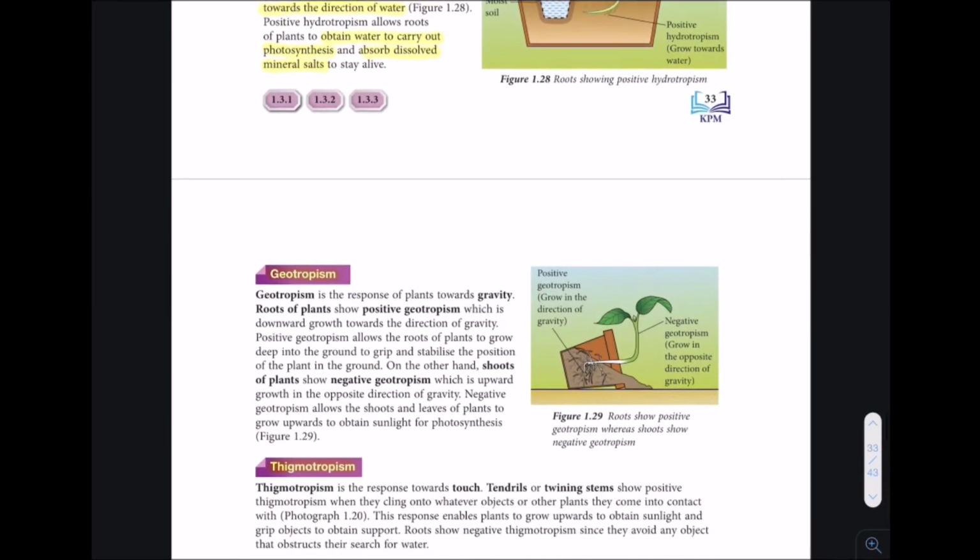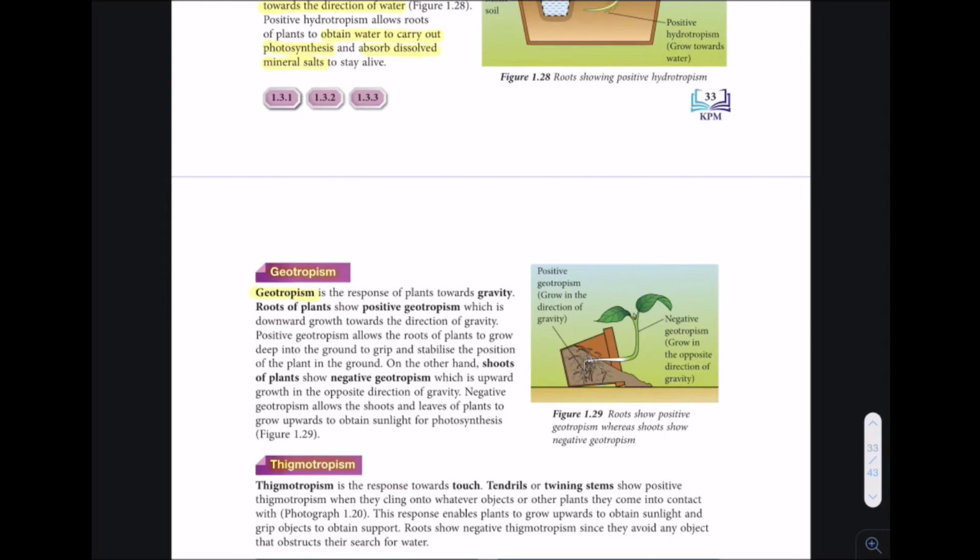So let's move on to geotropism. Geotropism is the response of plants towards gravity. The roots of the plants grow towards the direction of gravity, also known as positive geotropism. The importance of positive geotropism is that it allows the roots of the plant to grow deep into the ground to grip and stabilize the position of the plant in the ground.